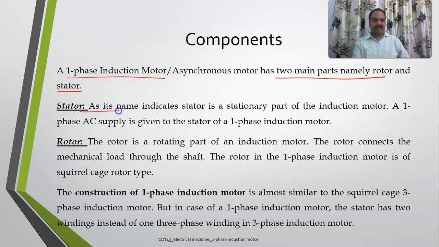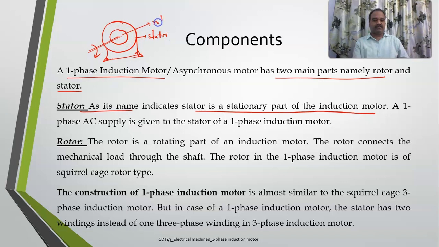Stator, as its name indicates, is a stationary part of the induction motor. A single phase AC supply is given to a single phase induction motor. It will be just like this: this is your stator, and internally you will be having a rotor to which there will be a shaft, and it will be rotating, whereas this will be fixed with some bolts and nuts. This is called a stator, which is generally fixed, whereas this is a rotor.